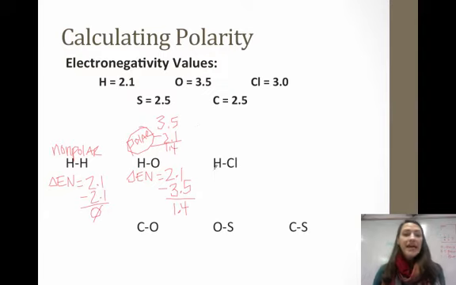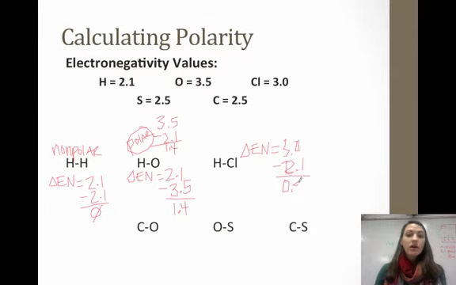All right, how about H and Cl? I'm going to write the larger one first this time. So delta EN equals 3.0, which I got straight from the Cl, minus 2.1, and I get 0.9. That is also going to be polar. All right, I would like you to try the next three in your notes. Make sure that they're in there. Example 1, 2, and 3.